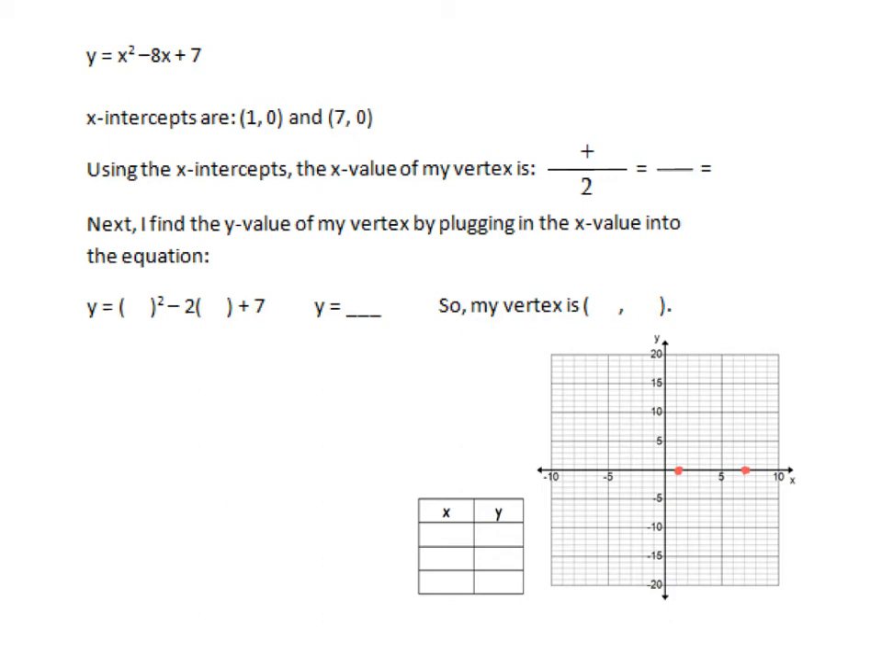Okay, so like it says, using the x-intercepts, the x value of my vertex is, we're going to add our 1 and 7, our two x-intercepts. 1 plus 7 is 8, and then we're going to divide that by 2. Remember, we're finding the average of our x-intercepts. 8 divided by 2 is 4. So I now know that the x value of my vertex is 4. I can put that right here. My vertex is 4 comma what?